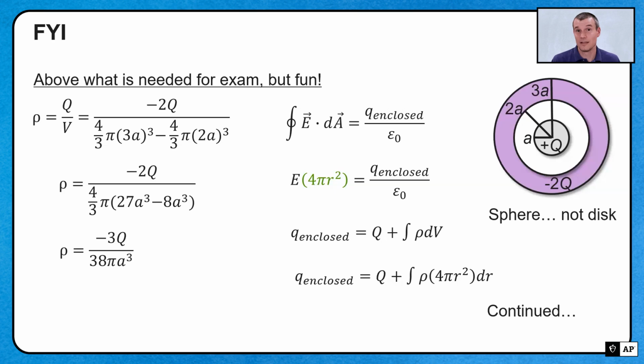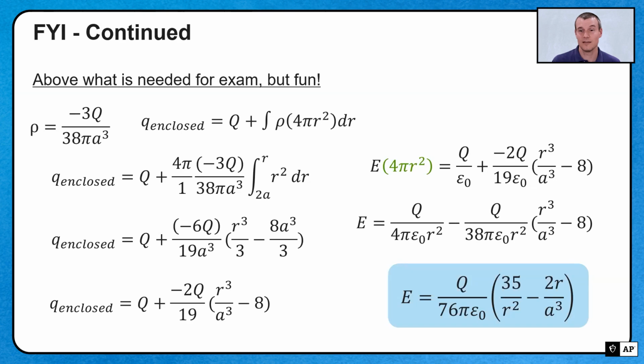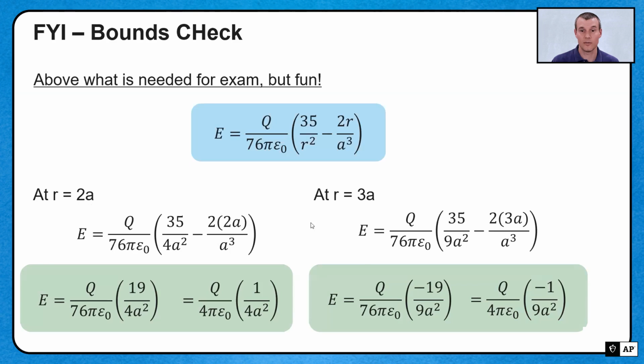This is how you're going to solve it. I'm not going to spend the time talking through it. I'm going to have each of these slides appear. So here's what we're going to start with. We're going to hop to this next slide to find what we eventually get in the end. And just to prove that we're right, we're going to check our bounds at 2a and 3a to get these final equations. And it does work out, just for funsies.